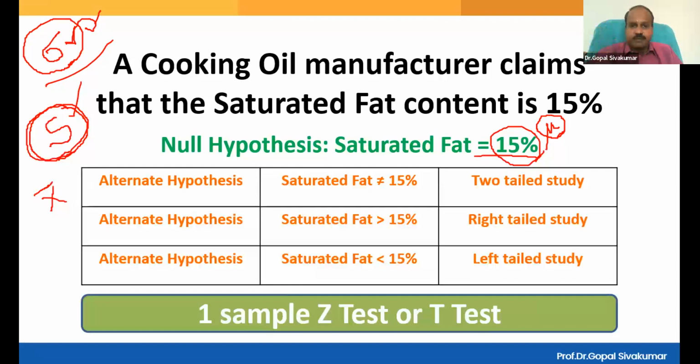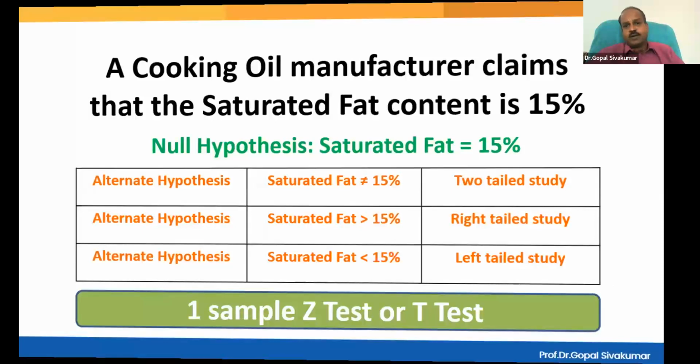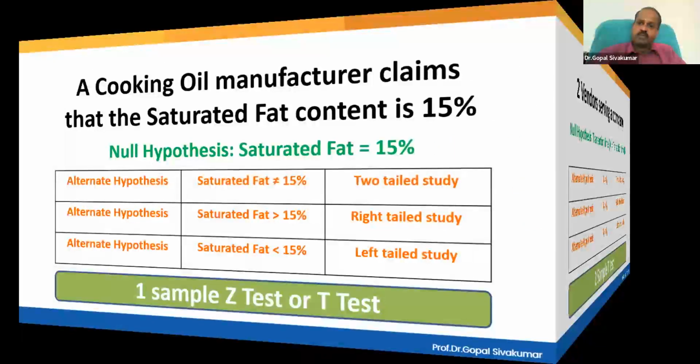When population standard deviation is known to you, is given to you, go for the G test. If population standard deviation is not given to you, what is the alternative you have? You only have sample standard deviation. Under that situation, you should go for t-test. So this is the difference in scenario between t-test and g-test. But in both cases, the test is called one sample test. It can be either one sample t-test or one sample g-test. All of you understand?